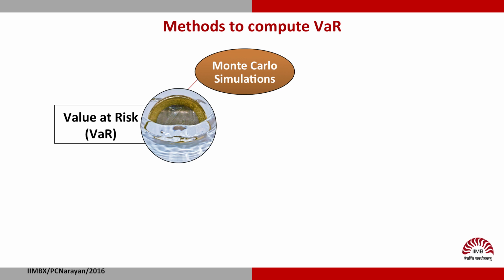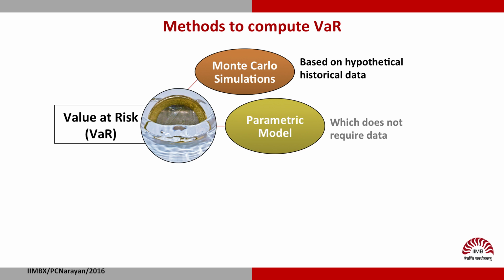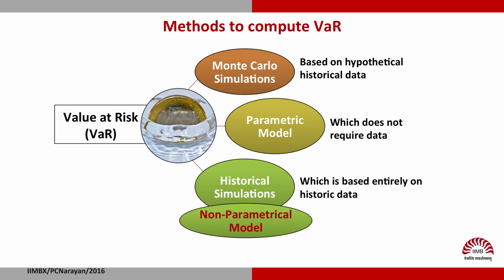There are 3 methods to compute value at risk. The Monte Carlo simulation, which is based on hypothetical historical data, the parametric model, which does not require data at all, and the historical simulation, which is based entirely on historic data. Of the 3, the most commonly used value at risk model is historic simulation, which is the basis for our discussion here.